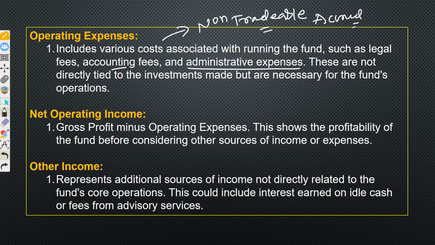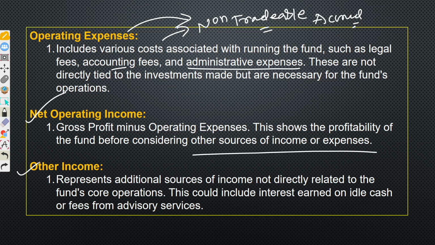So basically, operating expenses, you can call them non-tradable expenses or non-tradable accruals as well, because those are not directly linked with the trading activity. And if you see any expenses which are directly linked with the trading, by default that becomes your tradable accruals. Then net operating income: gross profit minus operating expenses. This shows the profitability of the fund before considering other sources of income or expenses.